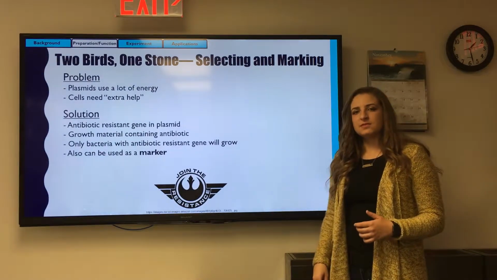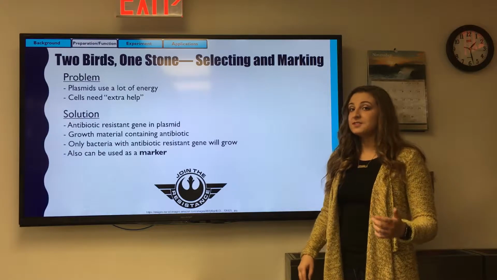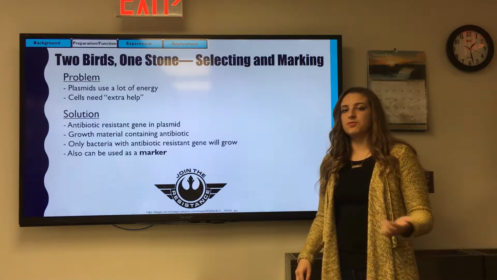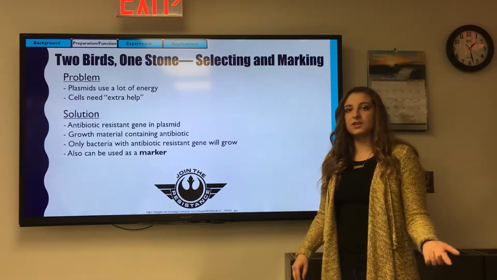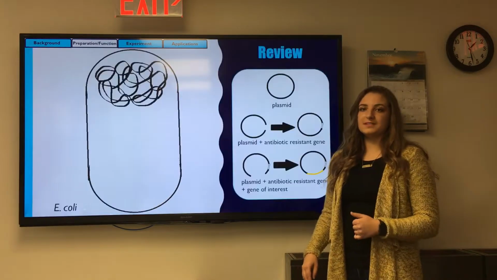One issue is that plasmids require a lot of energy for their genes to be expressed. Therefore, an antibiotic resistance gene can be put in the plasmid, and then it can be grown on antibiotic-containing material. In this way, it can also be identified or marked from cells that did not take up the plasmid.